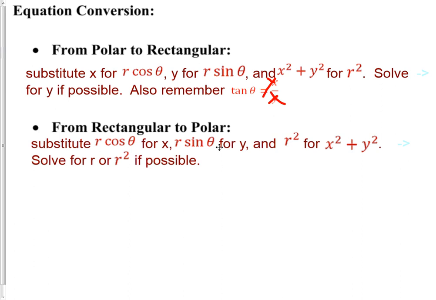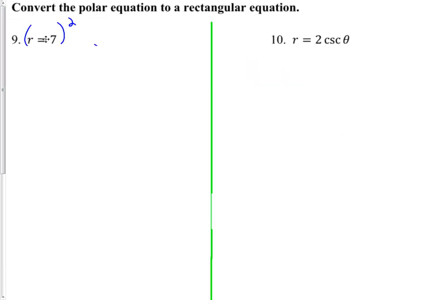From rectangular to polar, right, we're given the x and y, we want r and theta. Just substitute r cosine of theta for the x, r sine of theta for the y, r squared if we happen to have both x squared and y squared, and you solve for r or r squared if possible. Sometimes it's not possible and we'll just leave it. It is not simplified if you try to solve for r by dividing by r, or if you have r on both sides of the equation. For example, r equals 7.